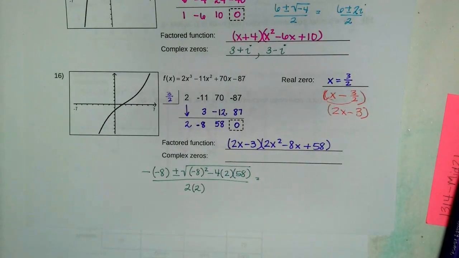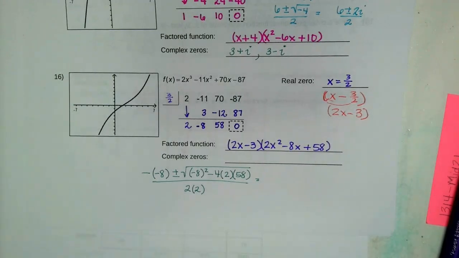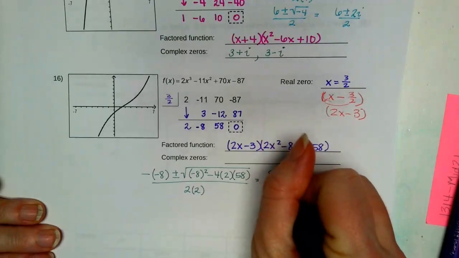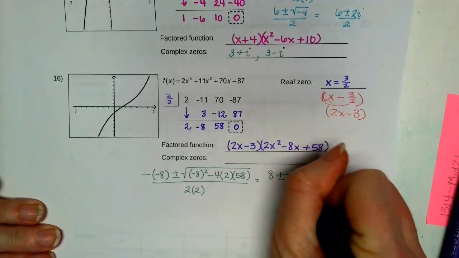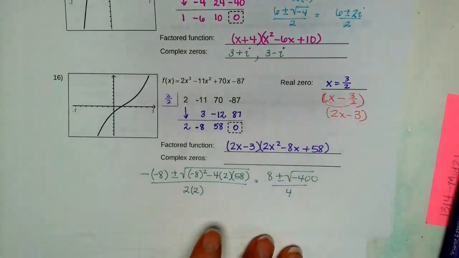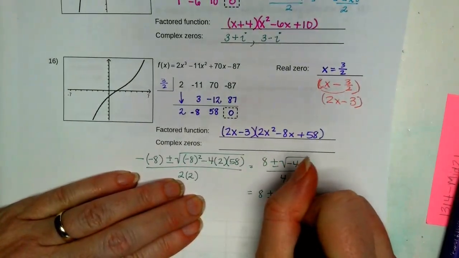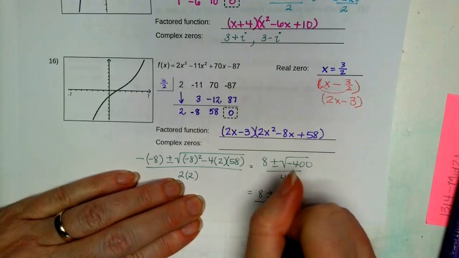Okay, I'm going to plug all of that stuff in the calculator. Negative 40? Negative 400. 400, that's what I thought. Which is a perfect square, just happens to be negative. So I get 8 plus or minus the square root of negative 400 over 4. 400 is a perfect square. 20 times 20 is 400. So it's going to be 8 plus or minus 20i over 4.